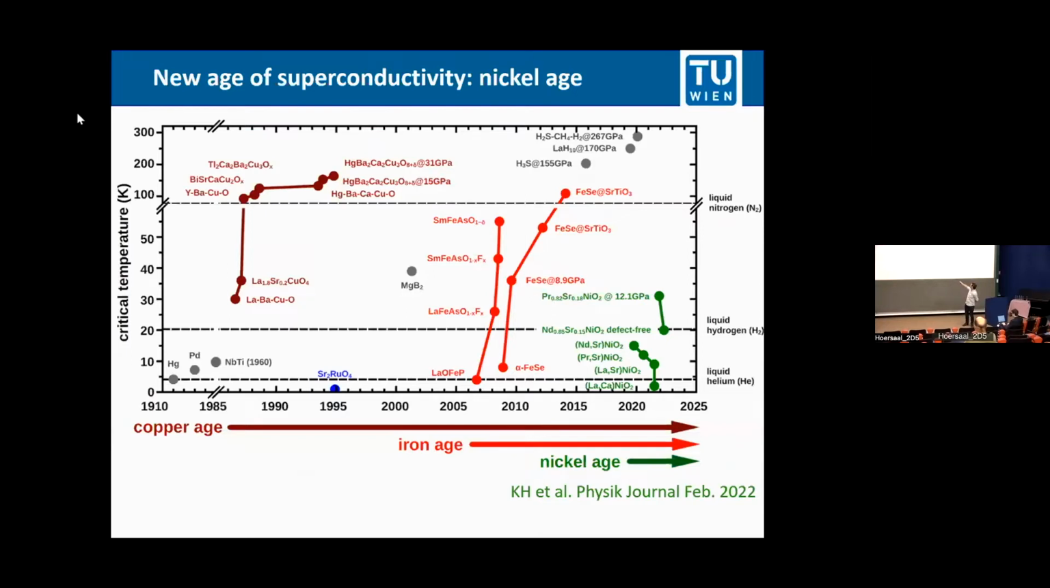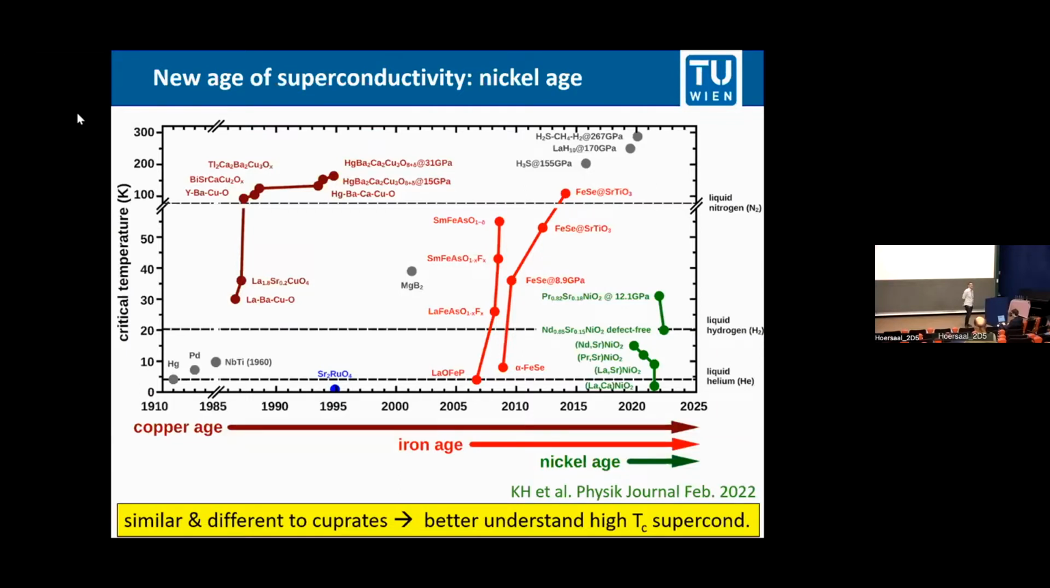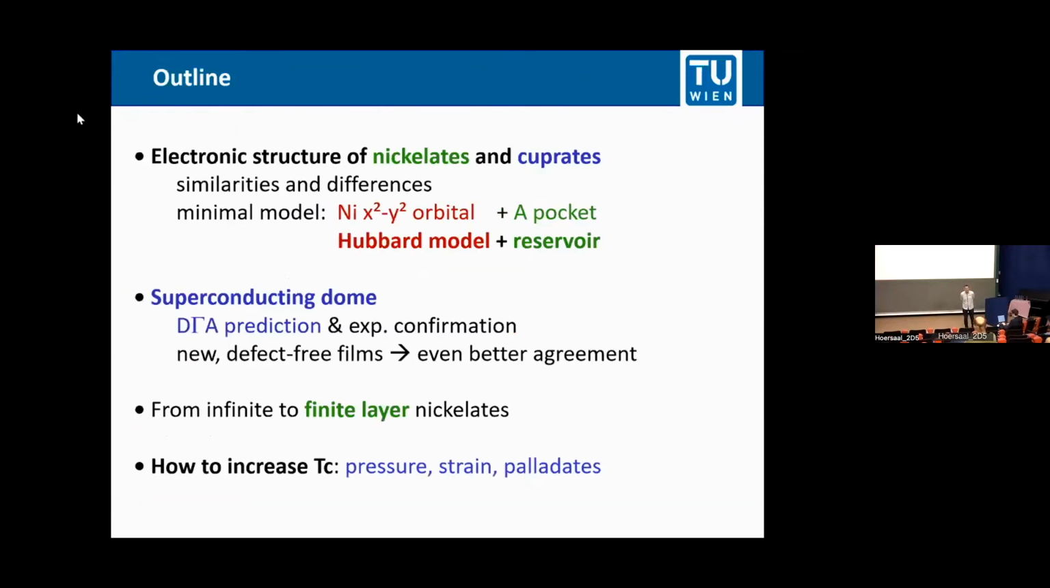And the hope here is maybe not to surpass the TC of the cuprates, but rather to gain a better understanding of superconductivity. Because in contrast to the iron pnictides, the nickelates are at the same time very similar to the cuprates, but also decisively different. And therefore, we have high hopes that they will allow us to discriminate the essentials from the incidentals in these cuprate and nickelate high temperature superconductors, and thus eventually to better understand high temperature superconductivity.